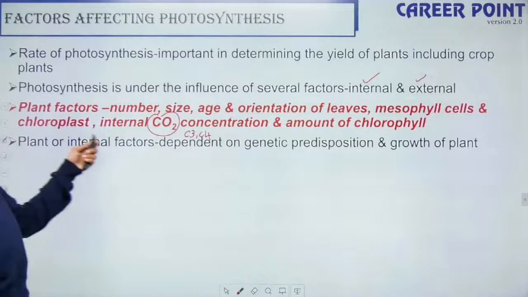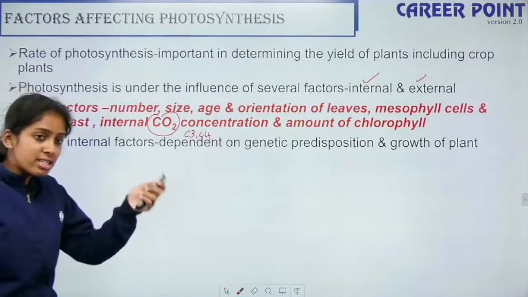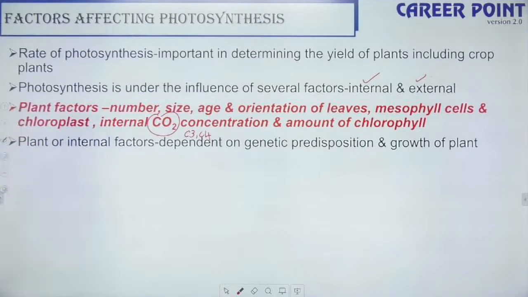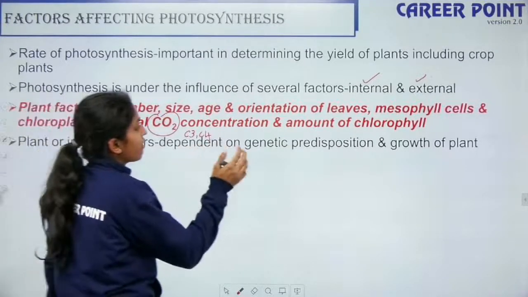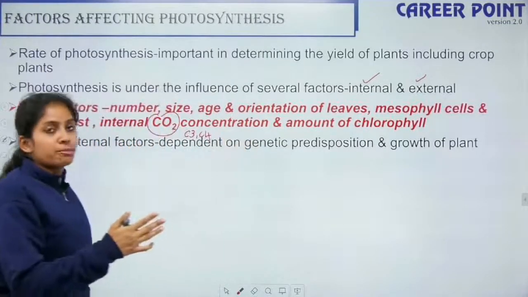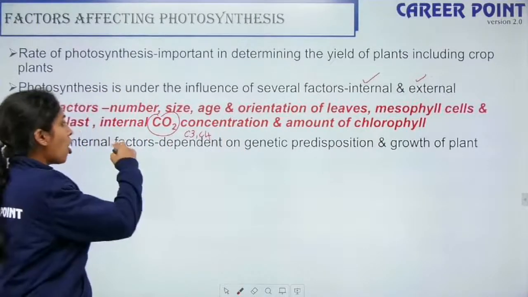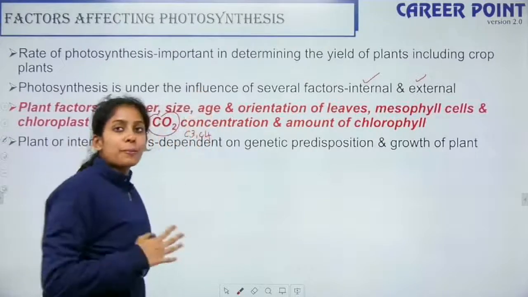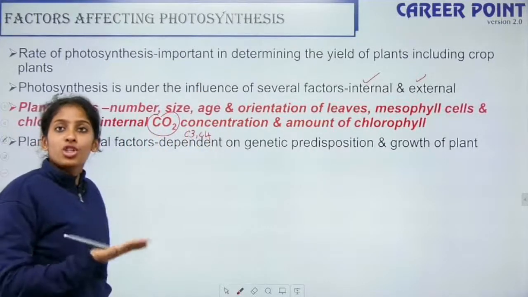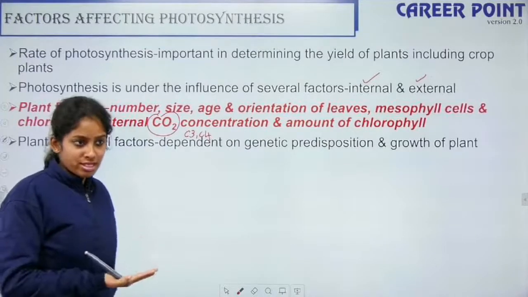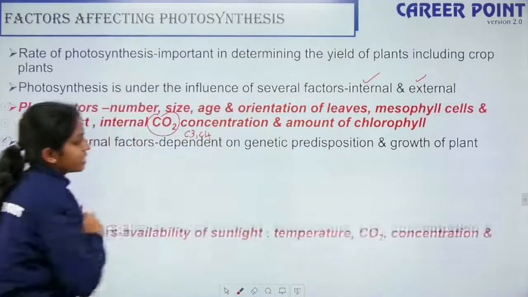So all these are the plant factors, meaning the factors within the plant which affect the process of photosynthesis, alright. Plant or internal factors are dependent on the genetic predisposition and the growth of the plant. All these are based on the genetics of the plant, right? How much chlorophyll it will have, you and I cannot decide. Only the genes of that plant decide. So this is your genetic factor.